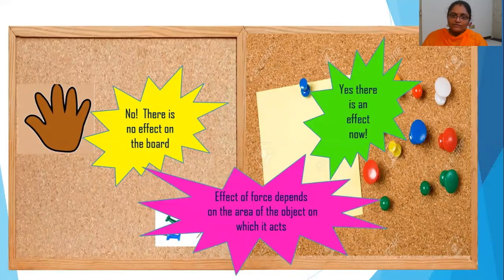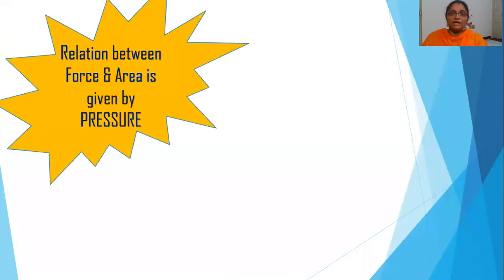So the effect of force depends on the area of the object on which it acts. In the first case, the area of contact between your hand and the board is more, and the force applied will be acting over the larger area. In the second case, the area of contact between the board pin and the board is very less and the force exerted will be acting over the smaller area. So there is a relationship between force and area, and this relationship is given by pressure.